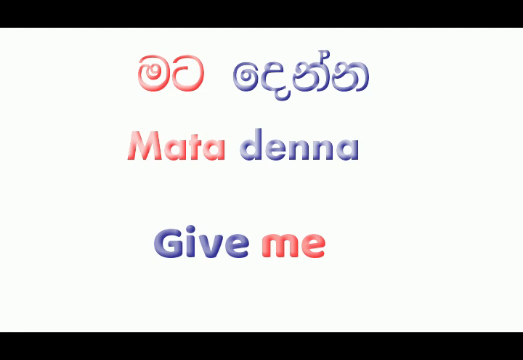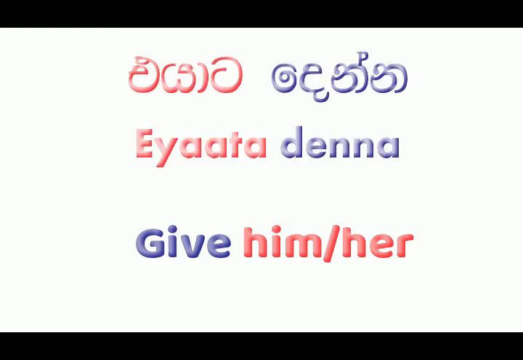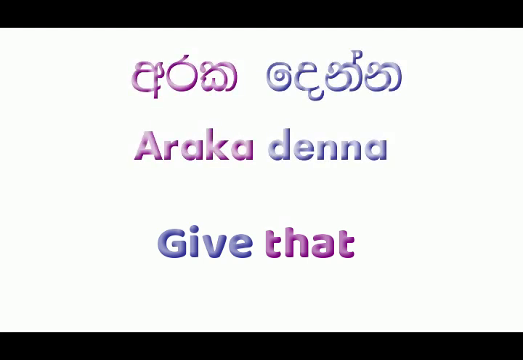How do you say give him or give her? Eata denna. Give him or give her. What is the word for that? That means araka. So if you want to say give me that, araka denna. The literal meaning of araka is like that one. So it's like give me that one, araka denna.